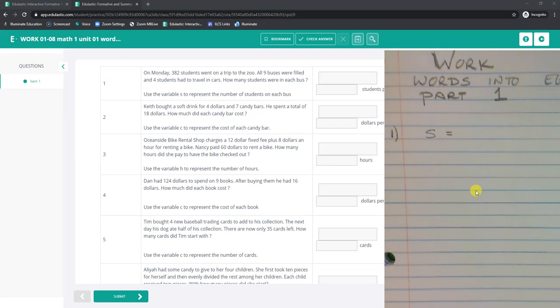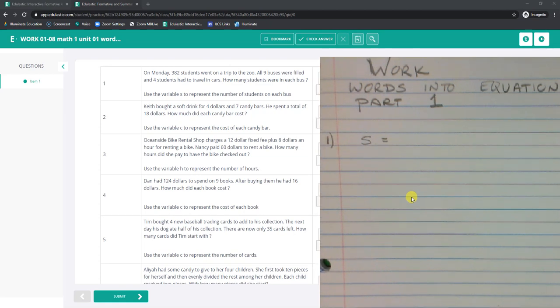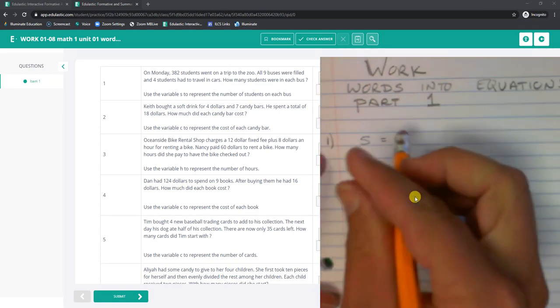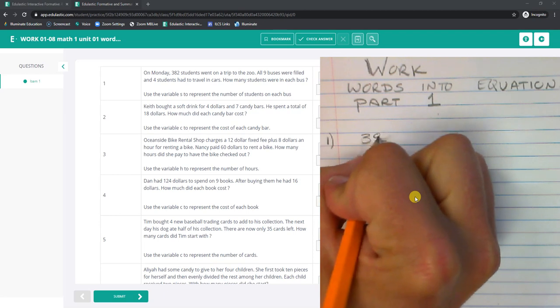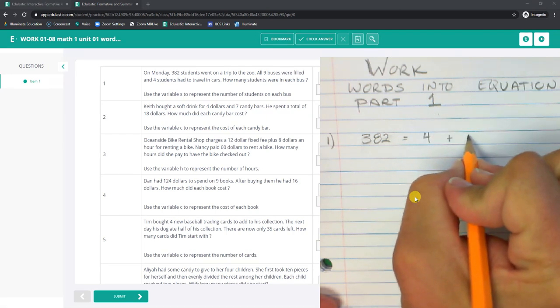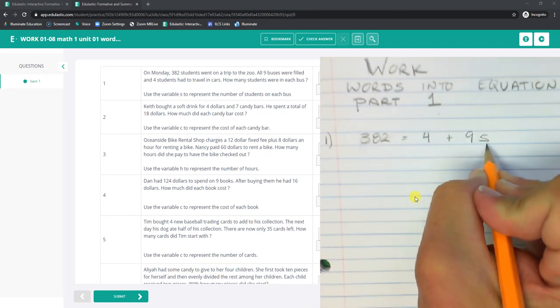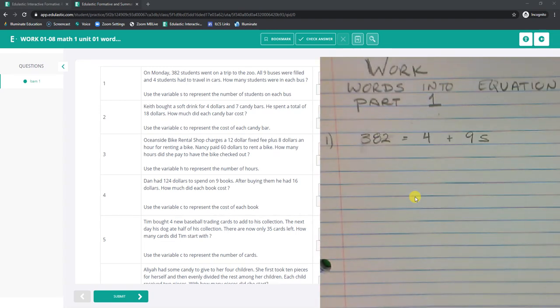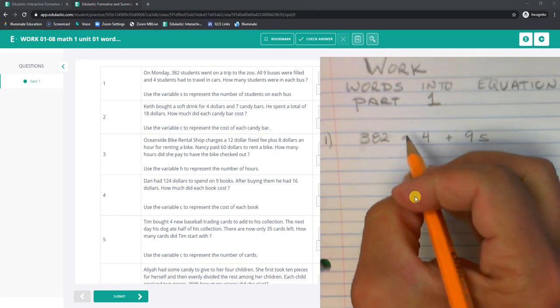I feel like I'm missing something, like how many kids are on 9 buses were filled, 4 students had to travel in cars. Okay, got it. No, we got everything we need. So I've got the number of students. So how many students are coming to this thing? 382 equals the 4 kids that are in cars plus 9 times S, the number of students on buses. There we go. So that's our equation. 382 equals the 4 kids in cars plus the 9 buses times the number of students on buses. And we'll solve this.